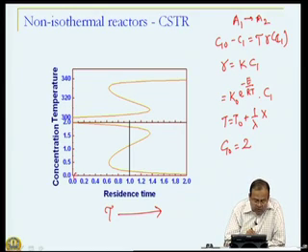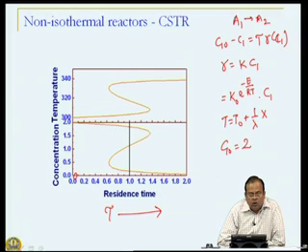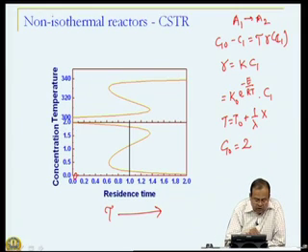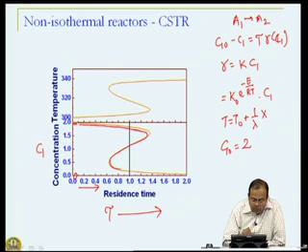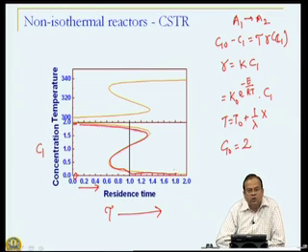So, what do we see? When the residence time is low or short, you expect that there will be very little reaction, and therefore, concentration C1 is very close to the inlet concentration. As we increase the residence time, more and more reaction takes place, and therefore, concentration decreases. However, this decrease in concentration is not monotonic. In fact, the concentration behavior is of this kind.